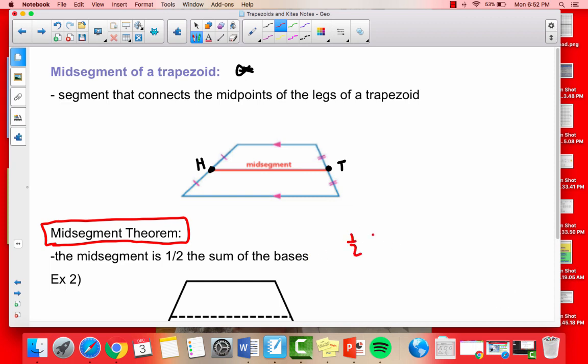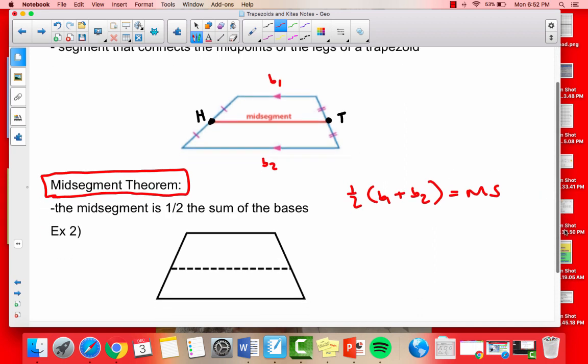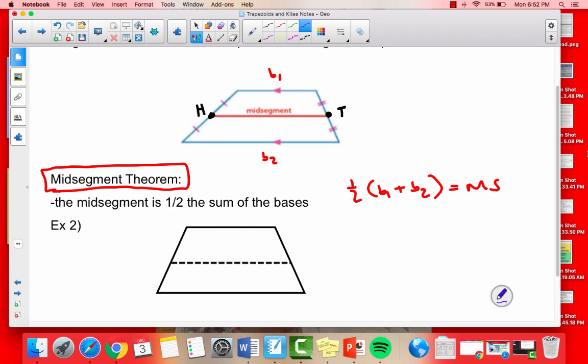So 1/2 base 1 plus base 2, if you want a formula. The midsegment equals 1/2 the sum of the two bases. And maybe we call this base 1 and base 2. The easiest way to show this is to jump into an example.